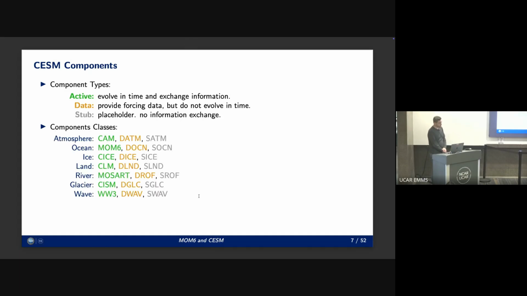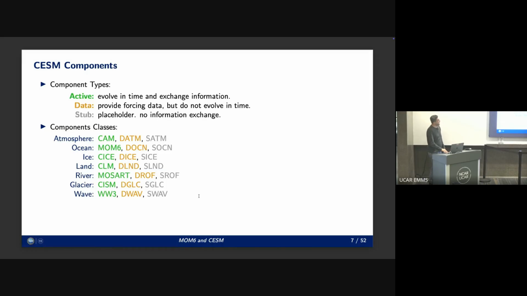So for each component class, we have active, data, and stub components. For the atmosphere, the active component is the CAM atmosphere model. DATM is the data atmosphere model, and SATM is the stub atmosphere model. In the case of ocean, we have MOM6 as our active ocean model. Data ocean and stub ocean are our data and stub models for the ocean, and so on.